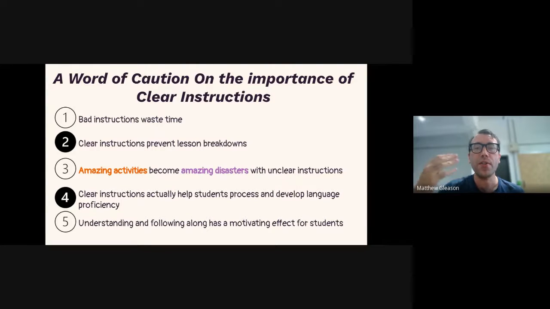So when you design your activities, think about how are you going to explain it using simple English? How are you going to demonstrate and model the activity? So you're not just commentating how to play, but you're demonstrating in a way that students understand intuitively and follow along. If they intuitively understand your directions, they're going to process the language on their own.